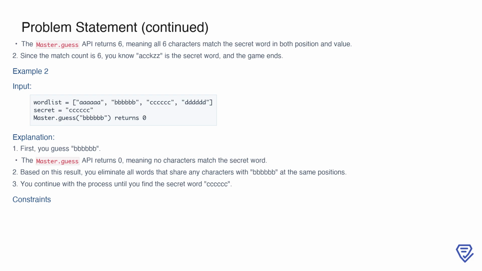Now, consider a second example where the word list includes words like AAA, BBBBBB, CCCCCC, and DDDDDD, and the secret word is CCCCCC. If your first guess is BBBBBB, the master.guess API will return 0, indicating that no characters in your guess match the secret word in either position or value. Based on this result, you can eliminate all words that share any characters with BBBBBB at the same positions. This process of elimination helps you narrow down the possible candidates for the secret word. By continuing with this strategy and making subsequent guesses, you can eventually identify CCCCCC as the secret word.